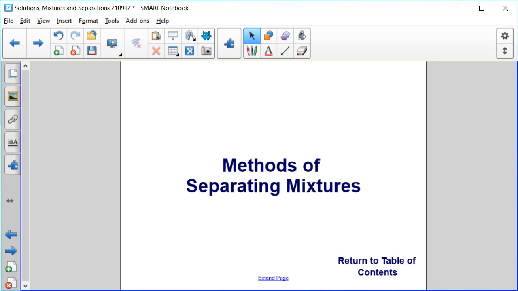All right, in this section, we're going to discuss methods of separating mixtures. We've talked in previous slides about how mixtures can be separated by physical means, and a couple that we highlighted way back at the beginning was distillation and evaporation. But there are others, and we're going to talk about them in this section.